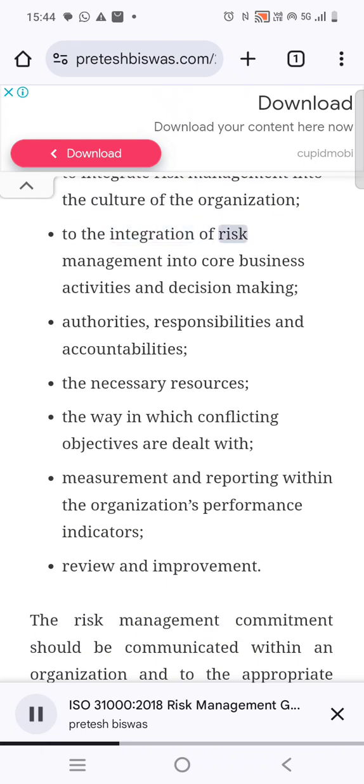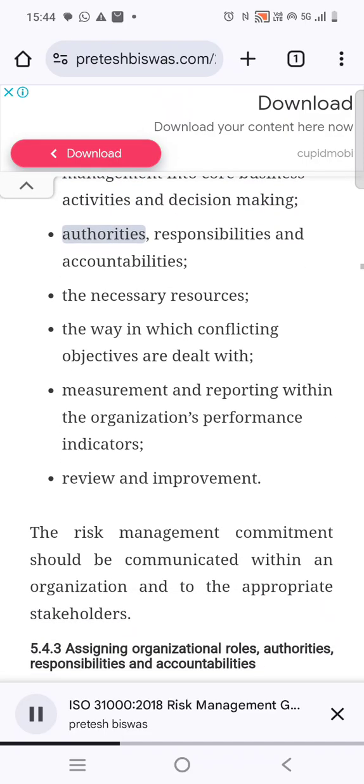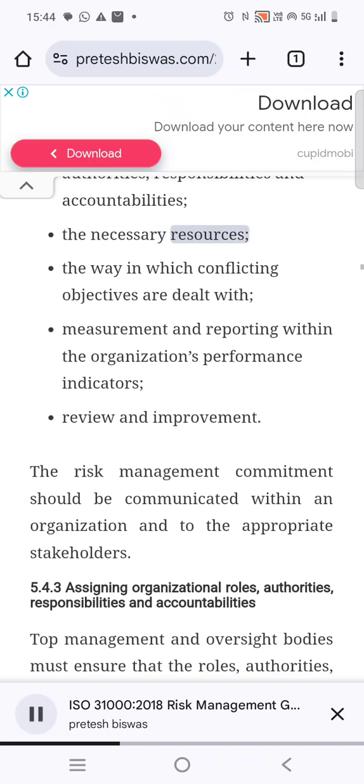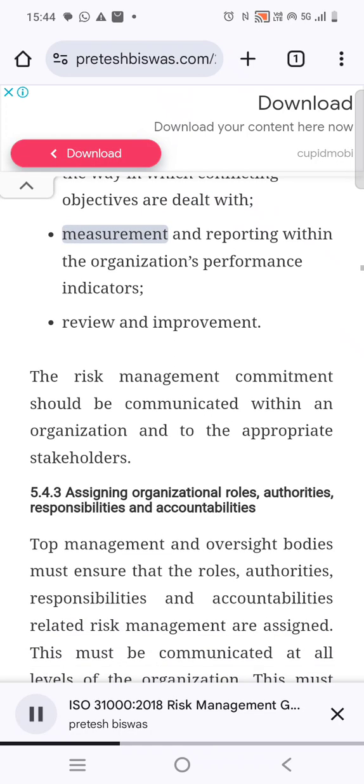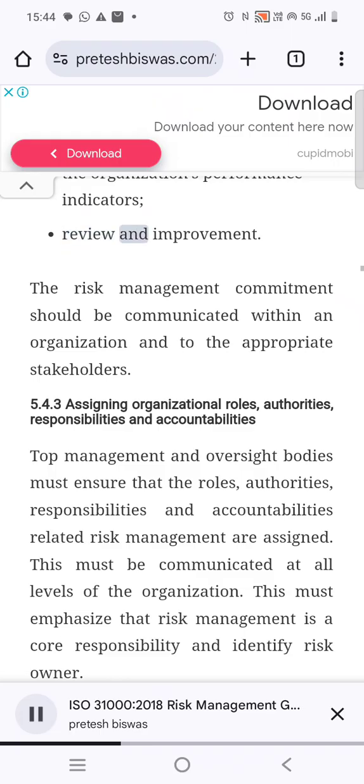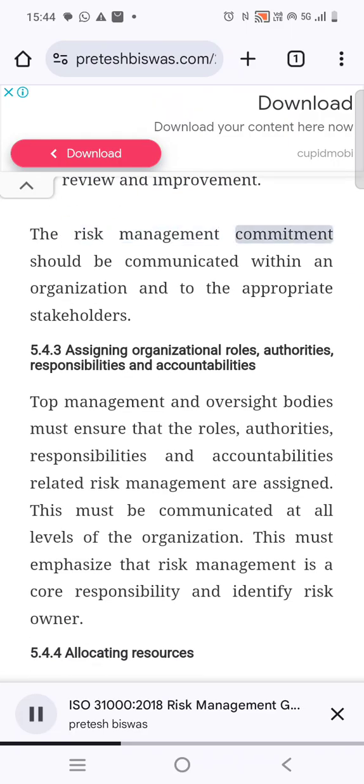The integration of risk management into core business activities and decision-making. Authorities, responsibilities and accountabilities. The necessary resources. The way in which conflicting objectives are dealt with. Measurement and reporting within the organization's performance indicators. Review and improvement. The risk management commitment should be communicated within the organization and to the appropriate stakeholders.